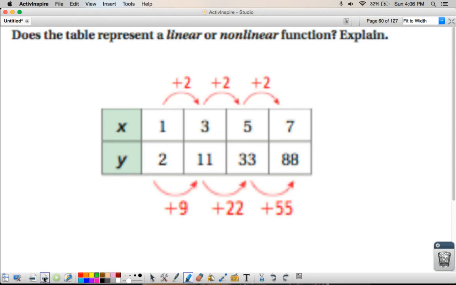So does this one represent a linear function? If I'm looking at my x values, I have a constant rate of change. But if I look at my y values, I have 9, 22, and 55. So this is a nonlinear function.